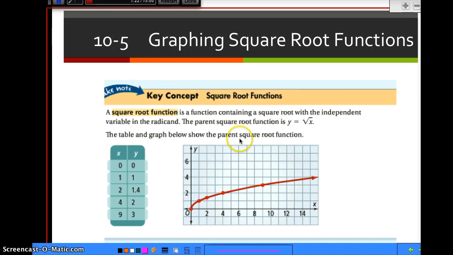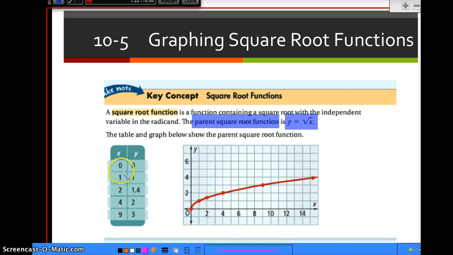Graphing square root functions. This is honors level and later on for the regular group. A square root function is a function containing a square root with an independent variable and a radicand. The parent square root function is y is equal to the square root of x. That's the parent function for square roots. The table and the graph below show the parent square root function.